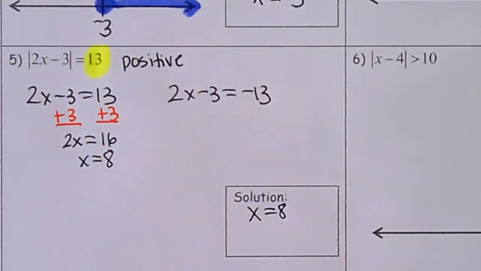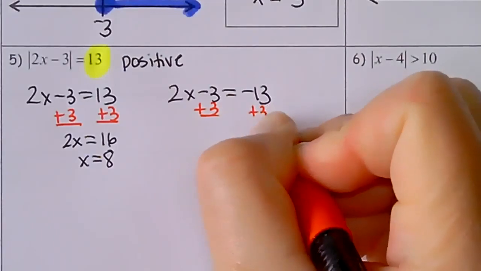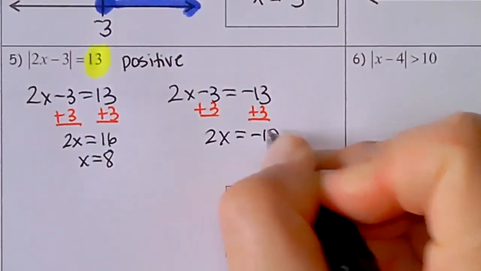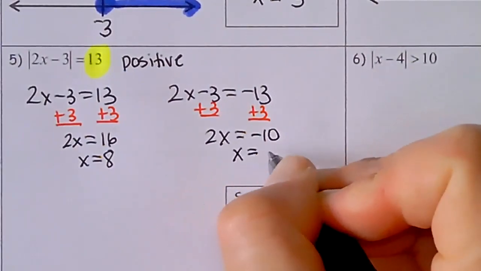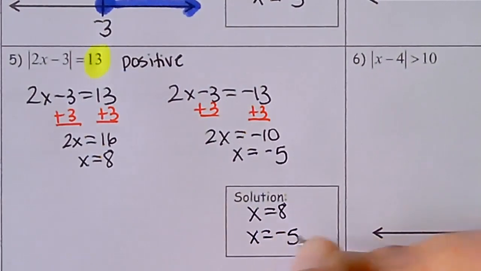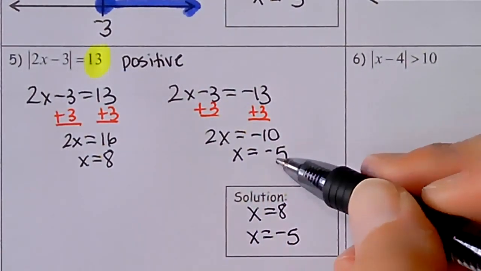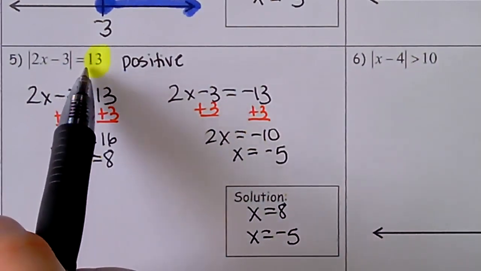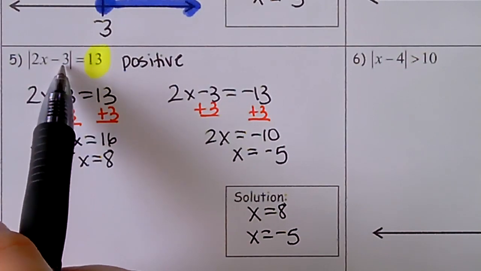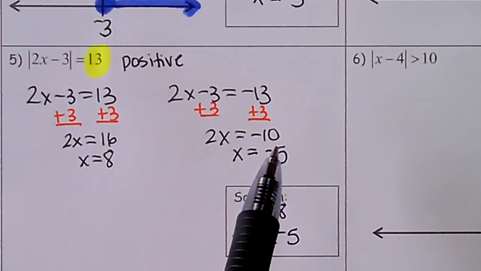Now I'm going to do the same over here. I'm going to add 3. I get 2x is equal to -10. So x is equal to -5. Both of these are answers. Some of us get concerned because you get a negative here. You can get a negative answer. You just cannot start with your absolute value being equal to a negative, because absolute value is either 0 or positive. It will never become a negative. Okay, so that's an okay answer.